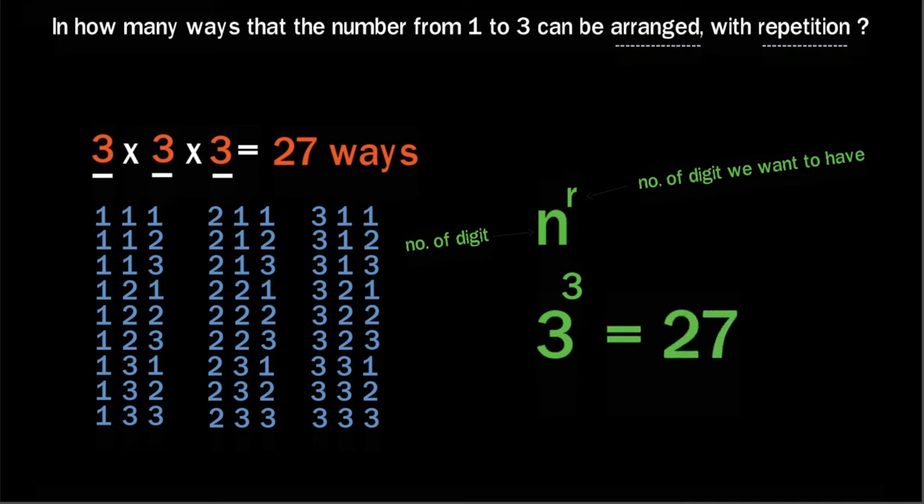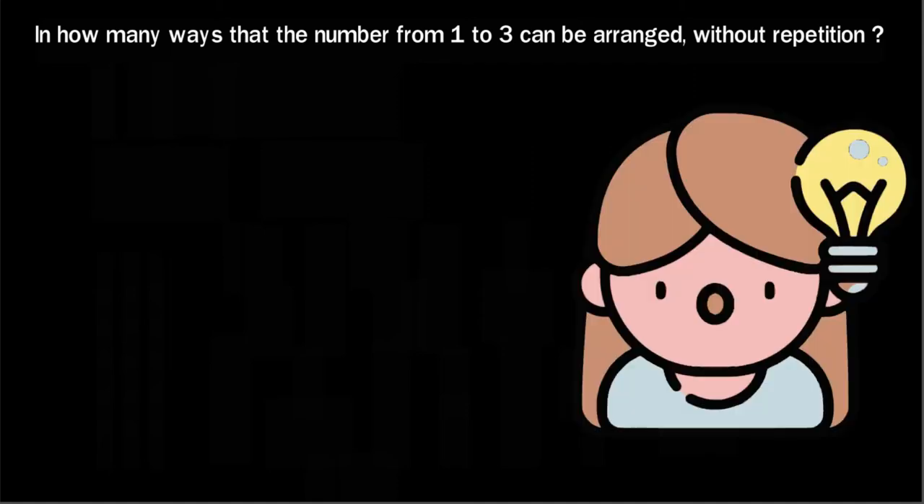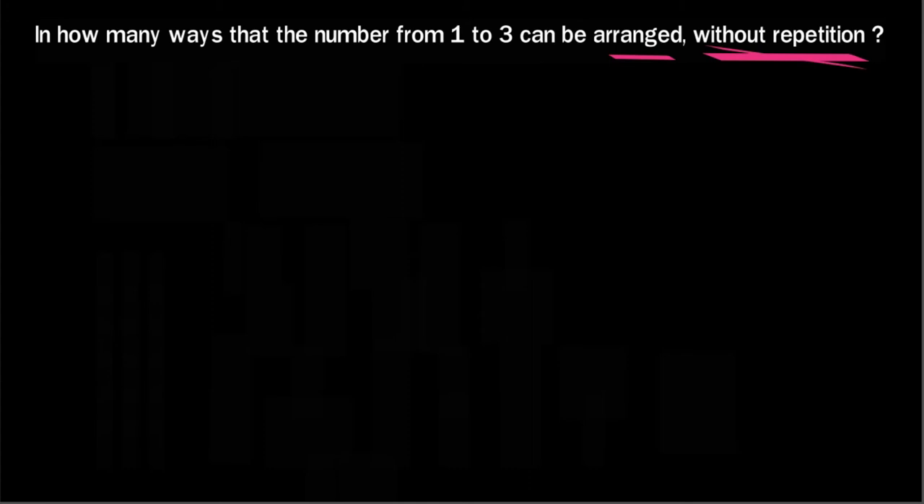Let's try another example. In how many ways can the numbers from 1 to 3 be arranged without repetition? For these questions, the first thing you must ask yourself is, is it a permutations or combinations question? As we see that the keyword here is arrange, we know that this is a permutations question. And secondly, since this is without repetitions, it means that once a number is arranged, you cannot use that number again. So for this, let's say we want to arrange 3 numbers.